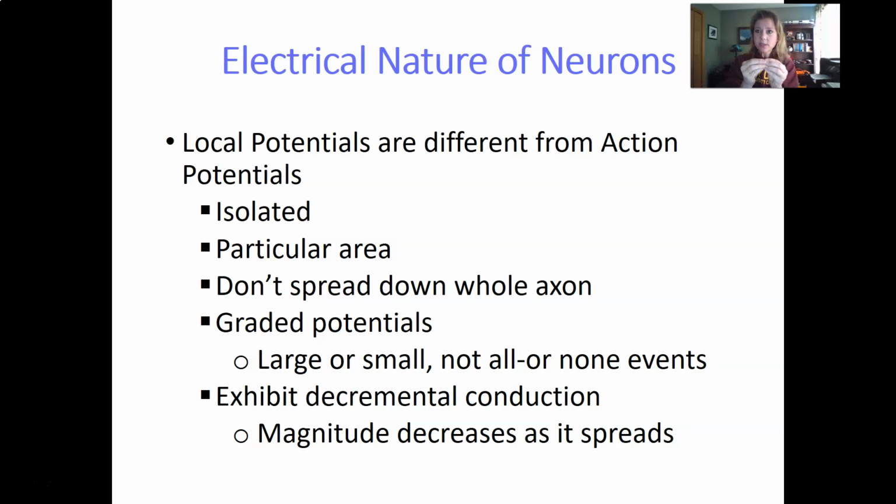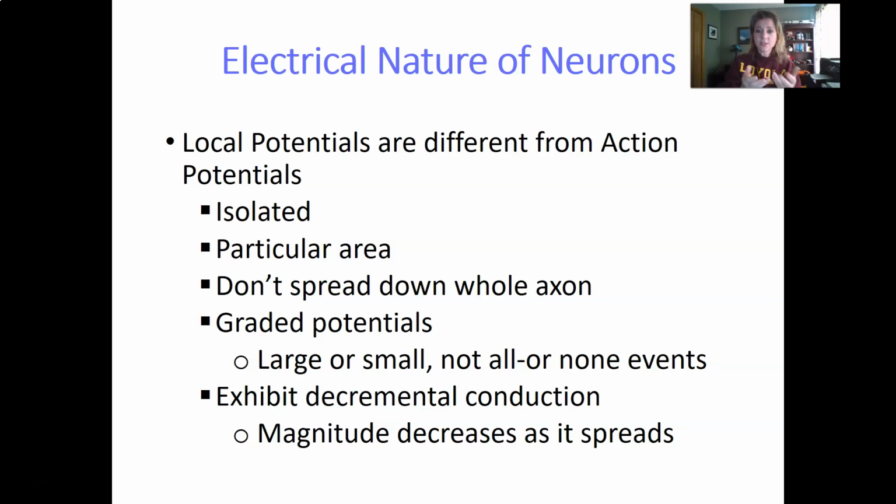So local potentials are isolated. They're going to be found within a particular area. They don't spread down the whole axon, not yet. And they can be very large and contribute to an action potential or not. Local potentials are not considered all or none events. Action potentials are, but local potentials are not.